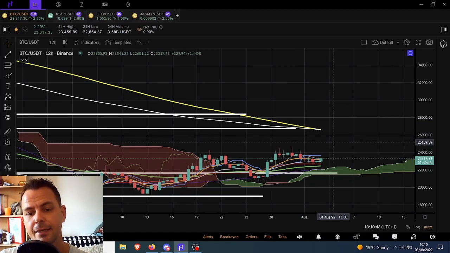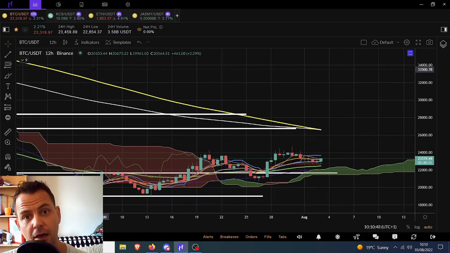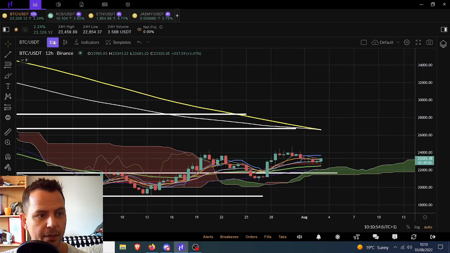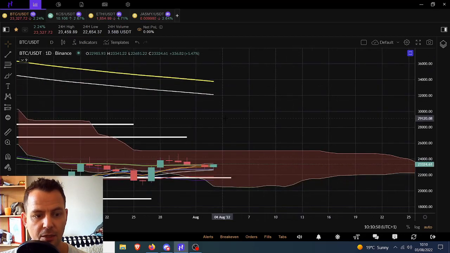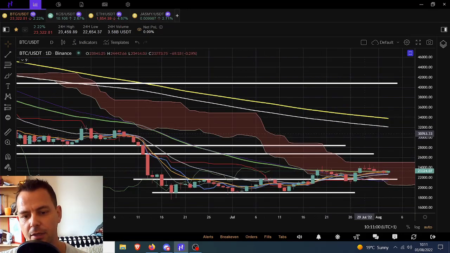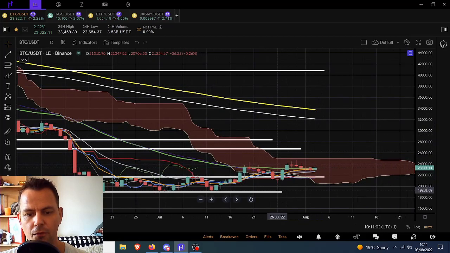So we're talking basically 22,500. Breaking down from there, you have one last little area of 22,200. This is all based on previous supports, but also moving averages as well. And if they start to break, then yeah, I would entertain the idea of a full meltdown back to the lower side of this range.